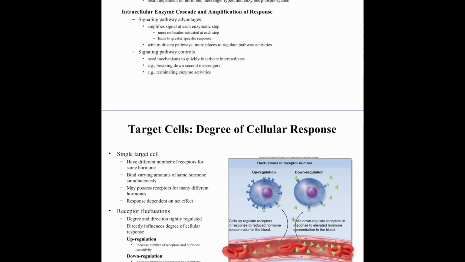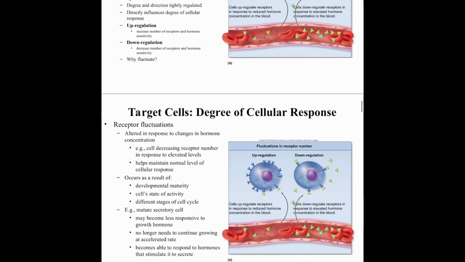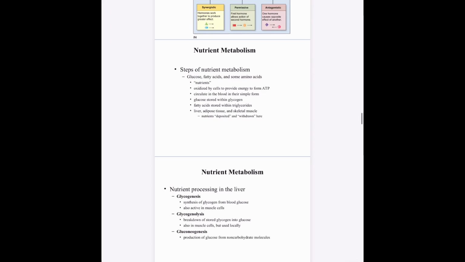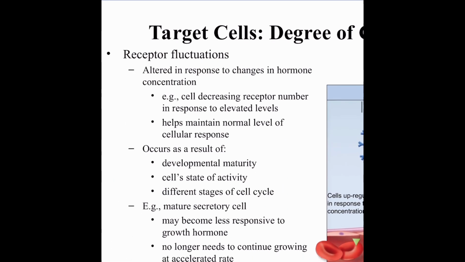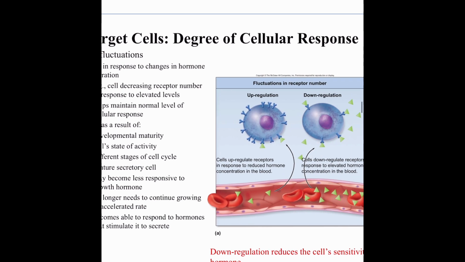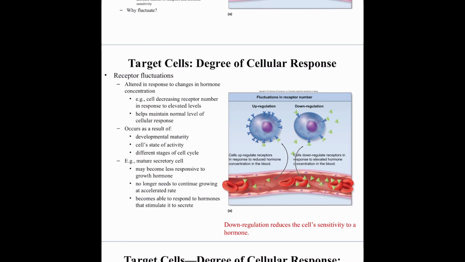And target cells' degree of cellular response. So I guess this is where we'll go into diabetes at some point, because it has to do with upregulation and downregulation. I believe one of the types of diabetes has to do with it. Downregulation reduces the cell's sensitivity to hormone. I believe diabetes type 2 decreases the sensitivity to insulin, right? So it's not that the body doesn't produce any insulin like type 1. In type 2, the sensitivity of the body is just decreased to insulin, right? So it's just not as reactive to insulin.